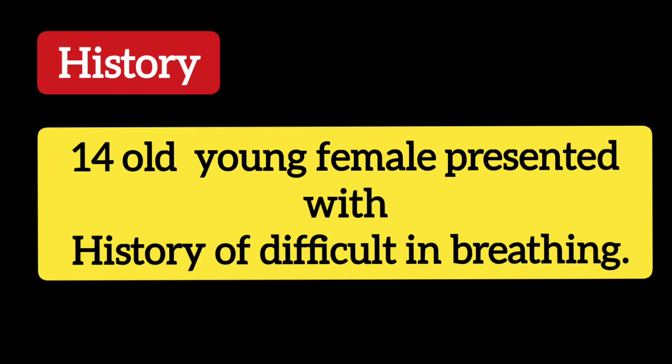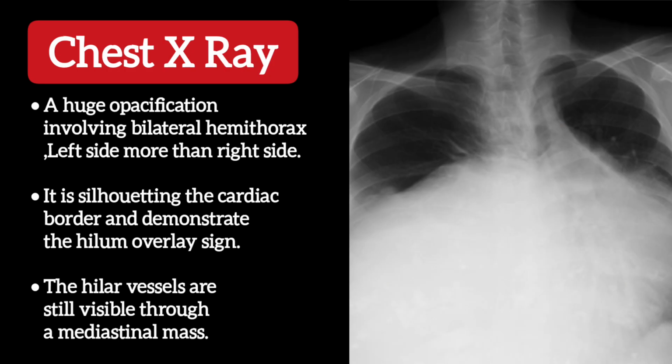14-year-old female presented with a history of difficulty in breathing. Chest X-ray performed. Frontal chest radiograph revealed a huge opacification involving the bilateral hemithorax, left side more than right side. It is silhouetting the cardiac border and demonstrates the hilum overlay sign.